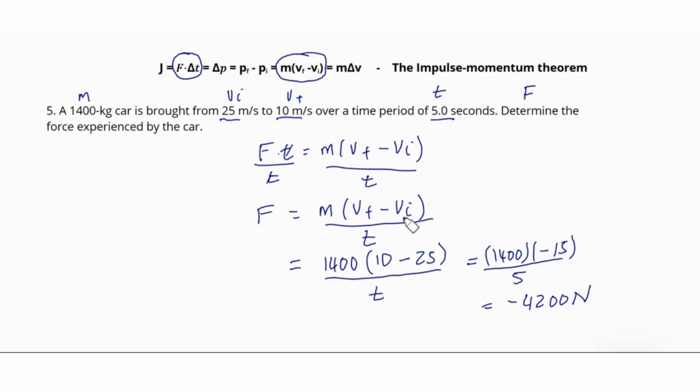Okay, pretty straightforward. Again, a lot of these questions can be solved using F equals ma and the kinematic equations in combination, and you could still solve for the same thing. What you could have done here is used kinematic equations to find the acceleration, then multiply the acceleration by the mass to find the force. But again, we're using the impulse momentum theorem to solve the same questions, and so this is the way we want to do it.